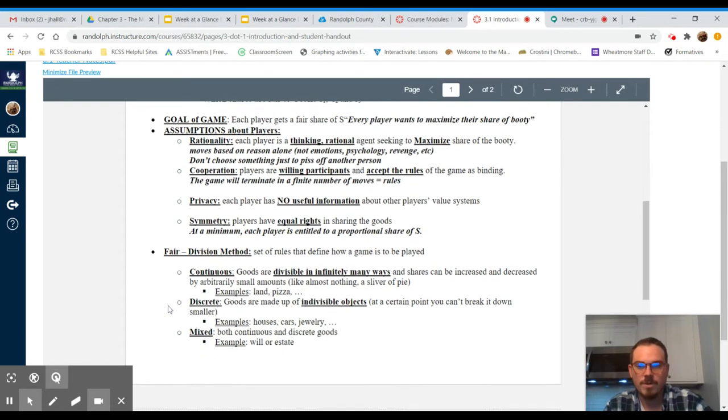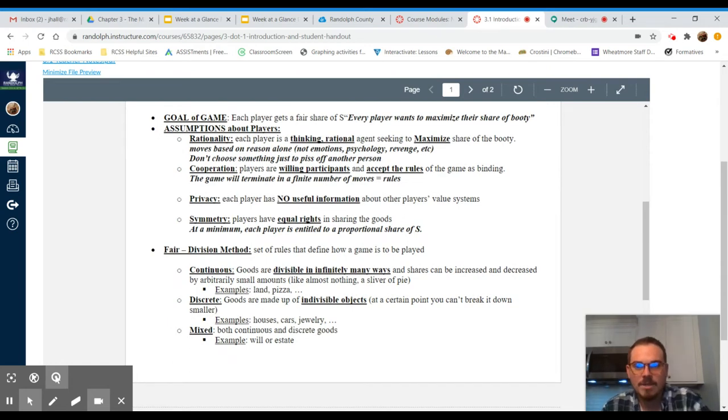Okay, that one's simple. So we've got to look back and think about rationality, and cooperation, privacy, and symmetry. That makes sense. So there are our 4 assumptions about the players, about which we can make a conclusion depending on a couple of things like their shares, their percentages, those types of things.